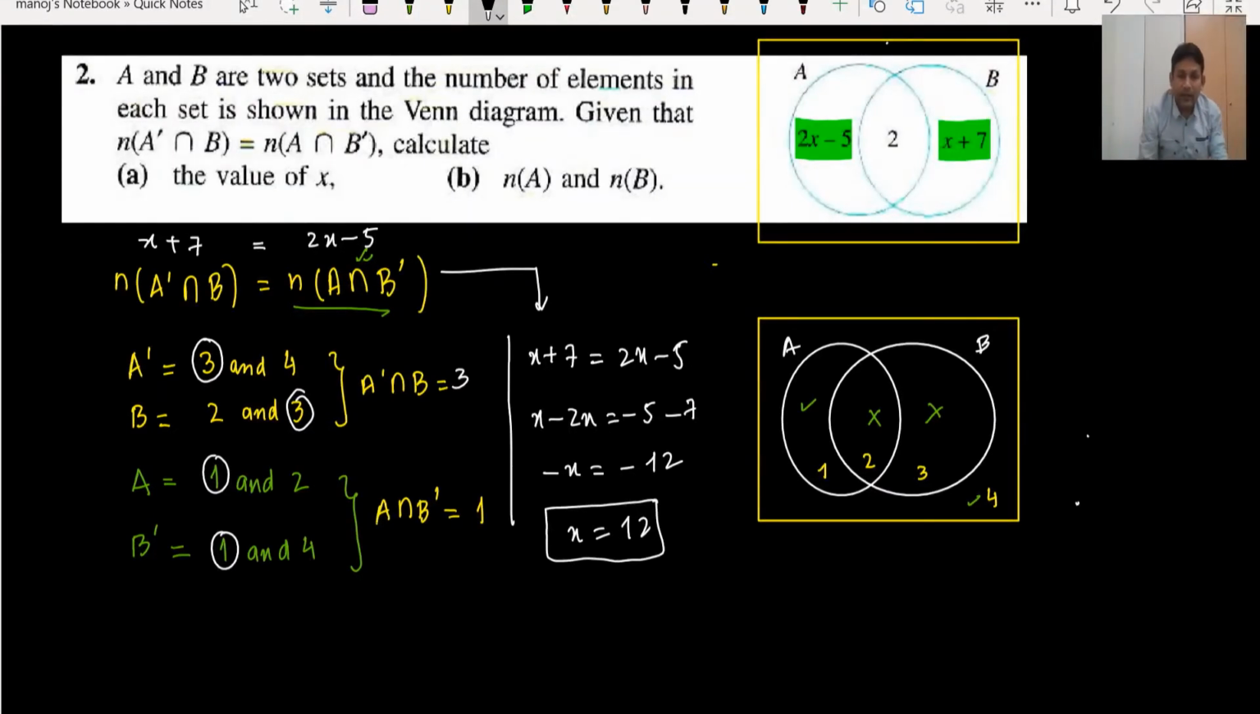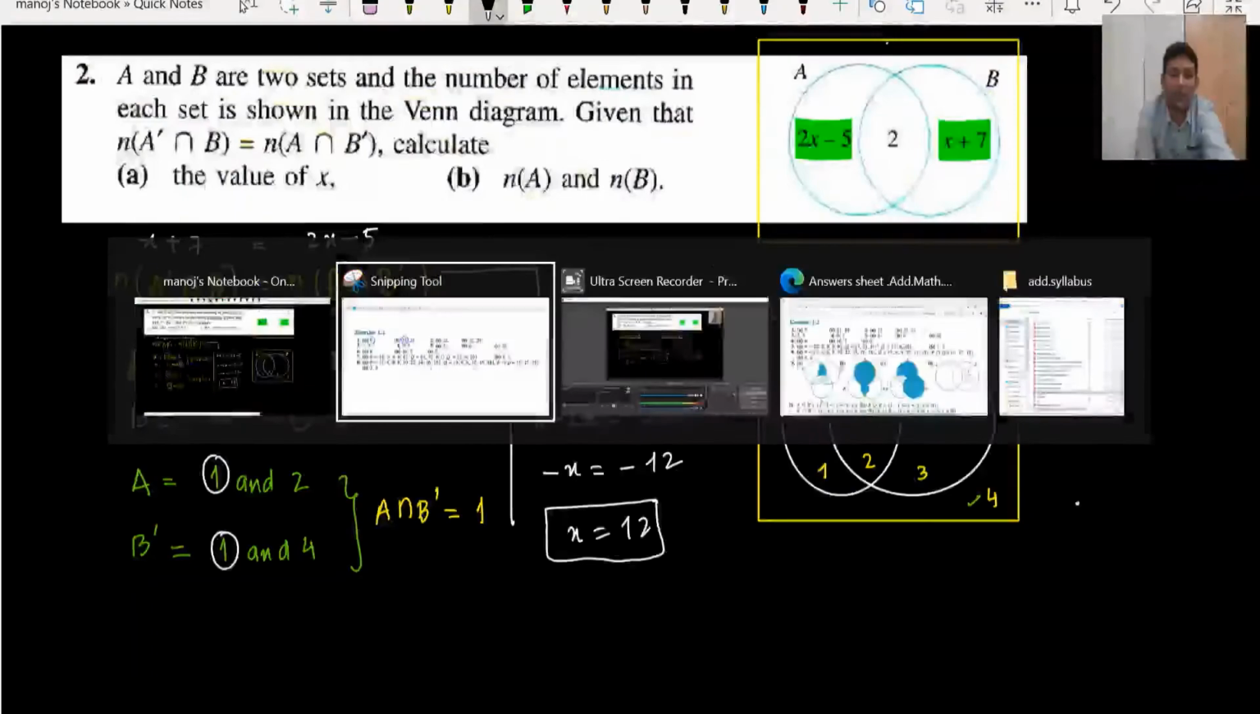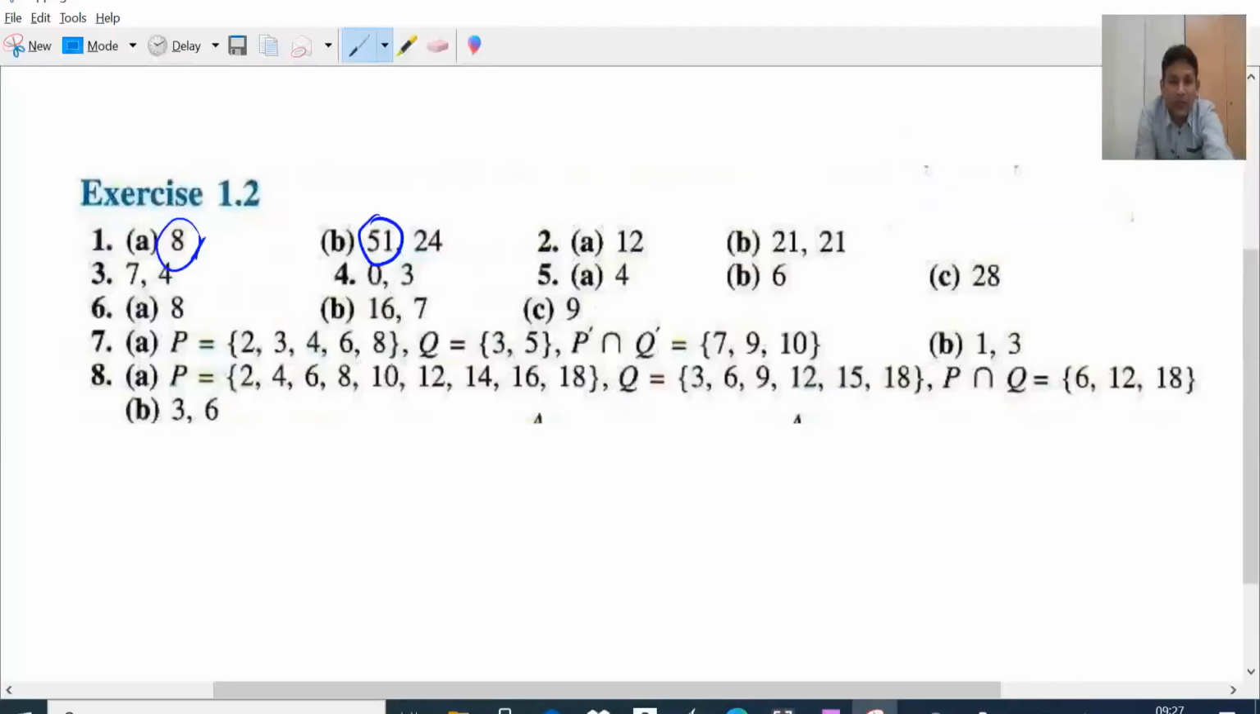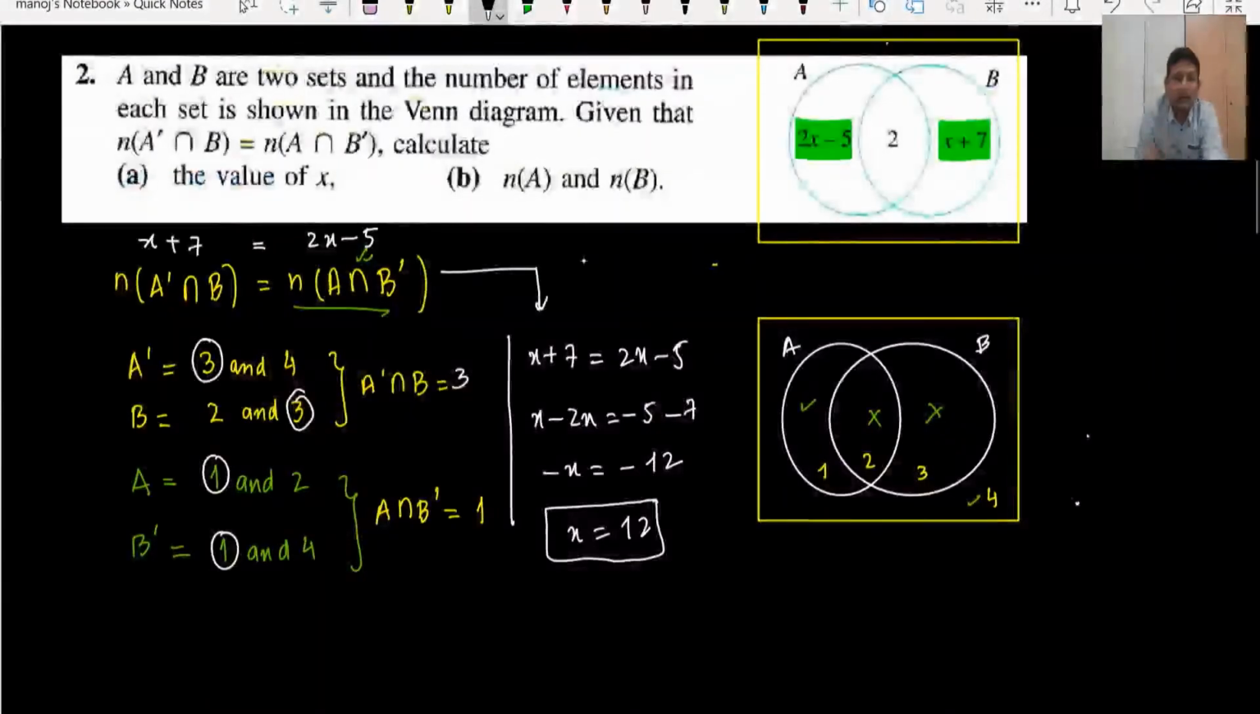I have explained each and every step; you do not need to write everything, I just need to explain it to you. Let me check the answer. Yes, the answer is absolutely right. It's 12, so x is 12. Now I am moving to the B part. This was the complete explanation of the A part.